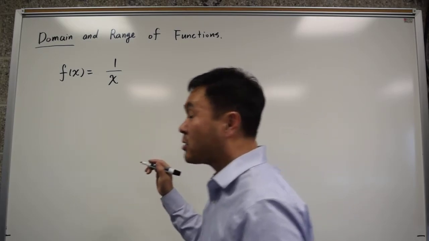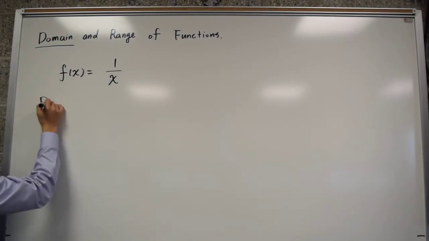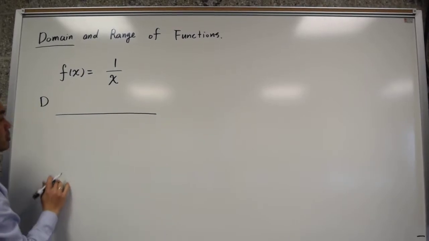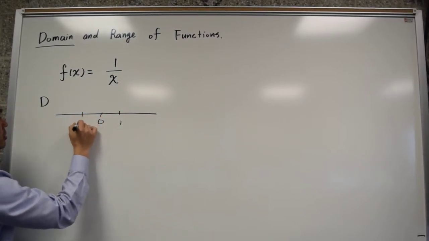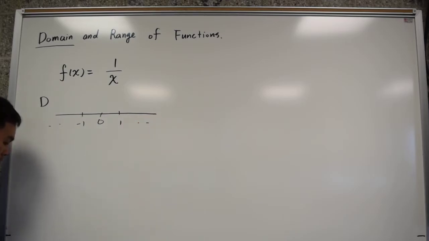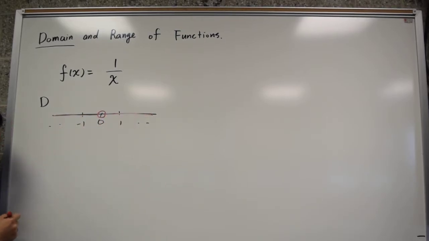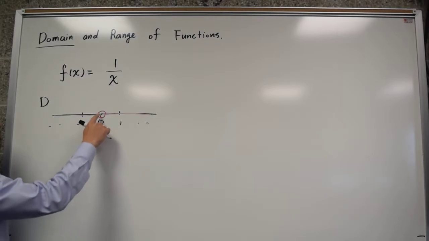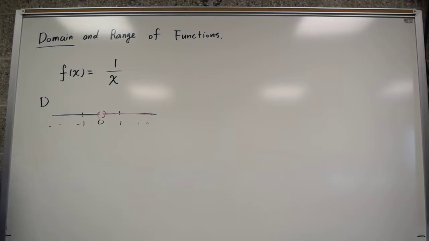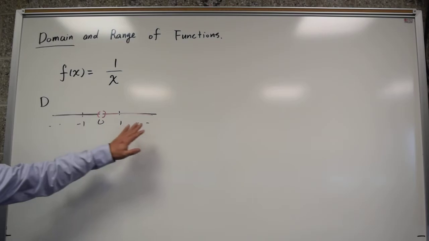So if you represent the domain on the number line, here's 0, 1, negative 1, and so on and so on. That's the number line. And everything except 0 is the domain. Now let's try to write this as an interval notation. How many intervals do you see? 0 is not allowed, so the moment you delete the 0, how many pieces do you see? 2 pieces. One here, another one here.